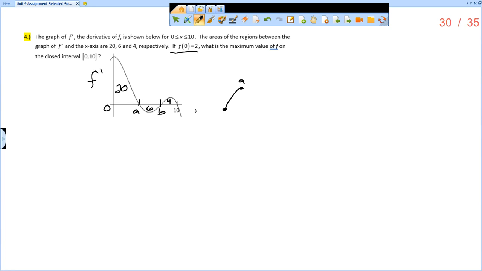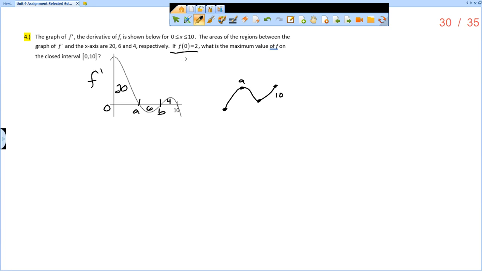Then the derivative is negative, so we're going to decrease until B, where we have a local minimum, right? Because the derivative changes from negative to positive. And then we increase, right? Because the derivative is positive until 10. And so when you think about this, where would the maximum occur? Well, the maximum would occur at either A or at 10, right?